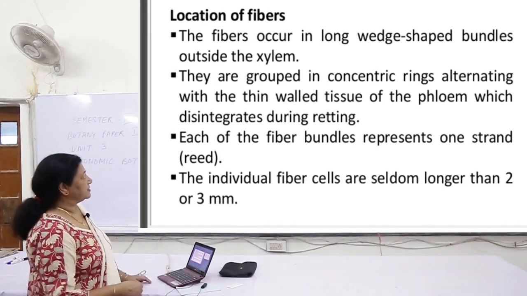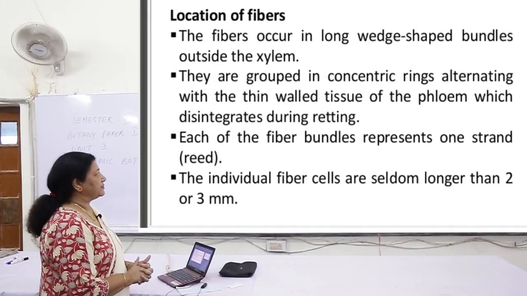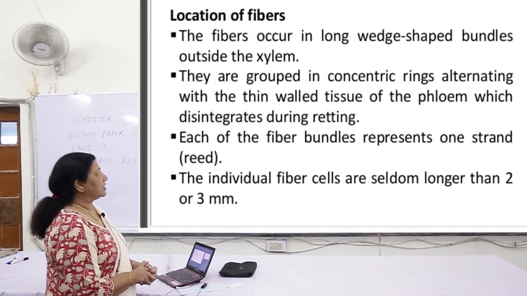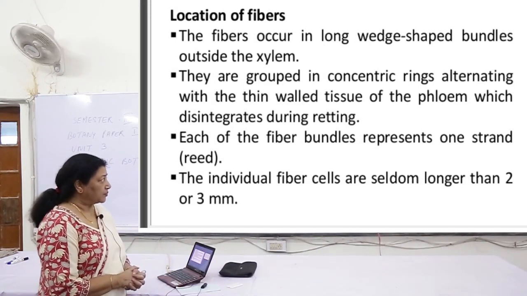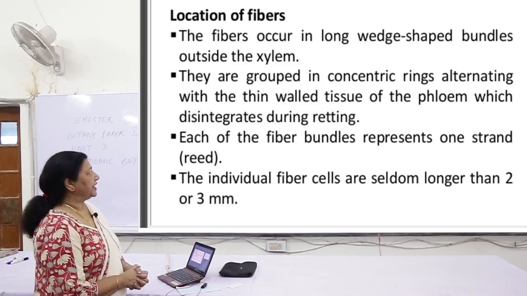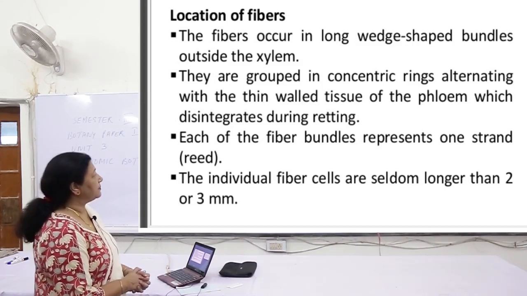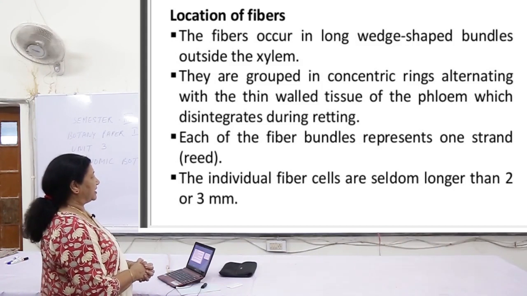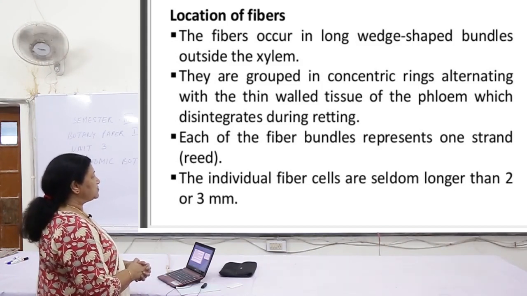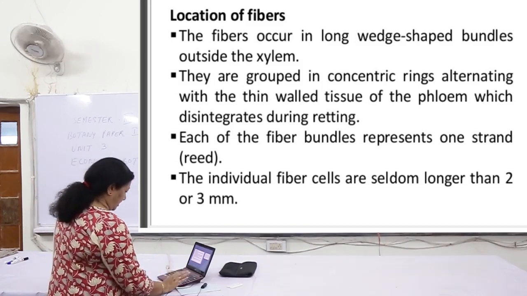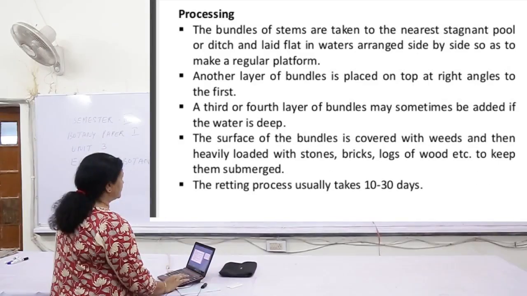Location of fibers. Where do we search for these fibers? These fibers are found along wedge-shaped bundles outside the xylem. They are grouped in concentric rings, alternating with the thin-walled tissue of the phloem, which disintegrates during retting. Each fiber bundle represents one strand. The individual fiber cells are seldom longer than 2 or 3 millimeters.